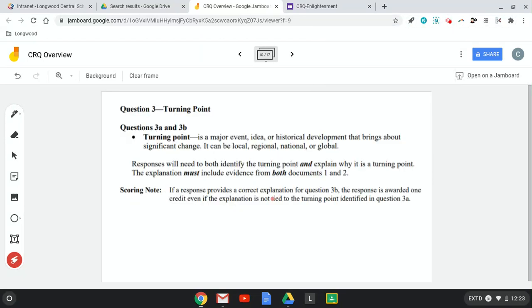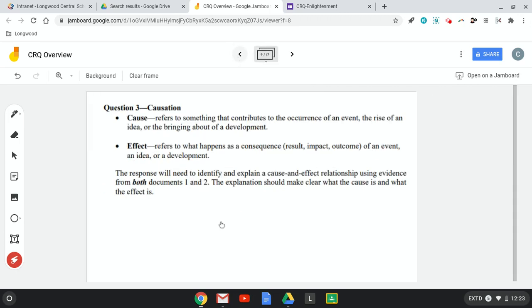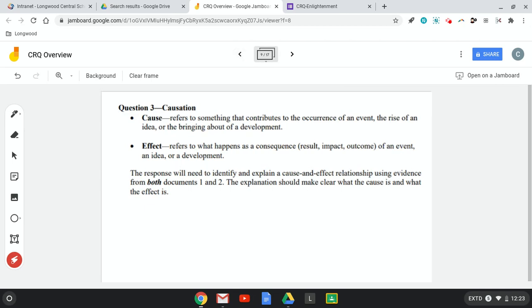So the first question prompt is going to be cause effect. Out of the two document sets that you get, you will always have a cause effect, okay, always. The first one will always be cause effect. The second one can either be one of those three options we just looked at, okay?